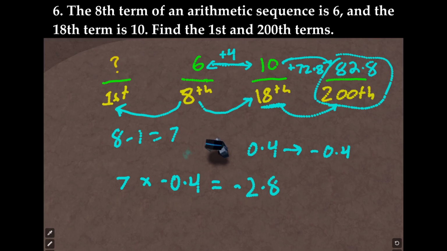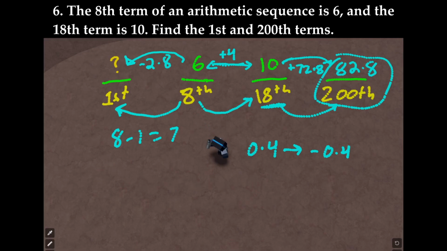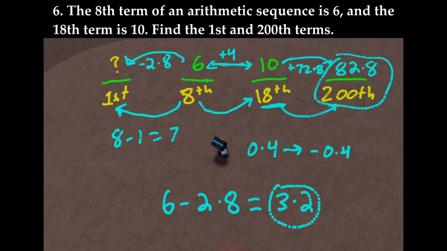And now, to go from 6, which is the 8th term, to whatever the first term is, we just need to subtract 2.8, or do negative 2.8. And then now, just do 6 minus 2.8. And if you do that, you should get 3.2. So therefore, our first term is just 3.2. That's it. We're done with this problem.